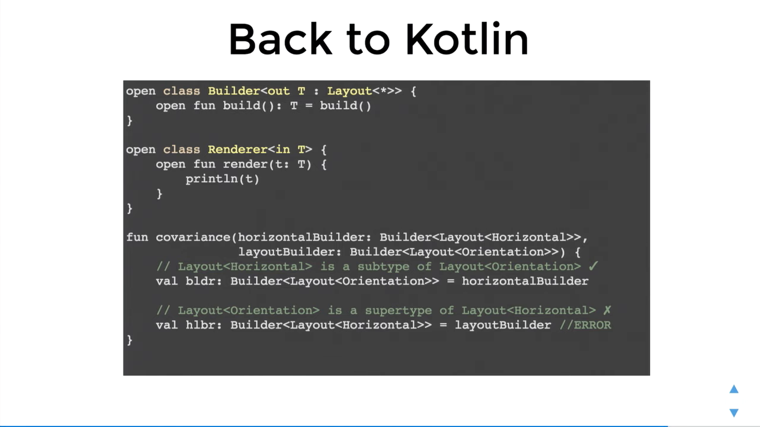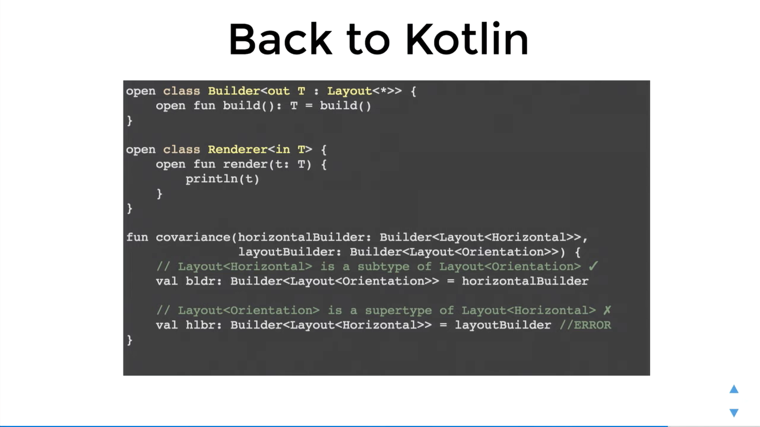So we have a builder here, and we can put a horizontal builder into a generic layout builder because even though it's a horizontal builder, it's a specific type, it will conform to this contract. It will allow us to build layouts. Even though it's just a specific type of layout, it's a subtype of that. So layout horizontal is a subtype of layout orientation, and a builder of layout orientation is a supertype of horizontal builder. So they follow the same relationship.